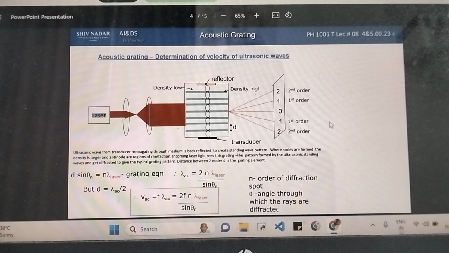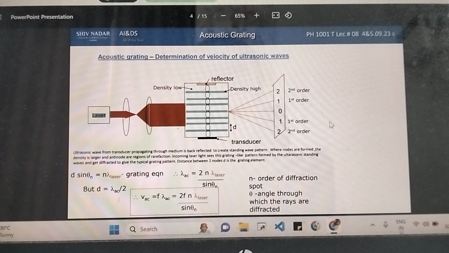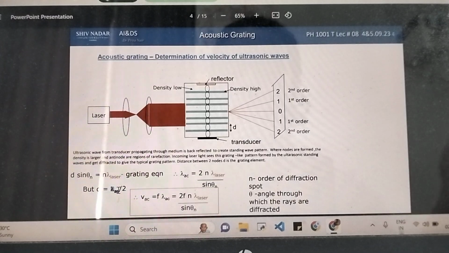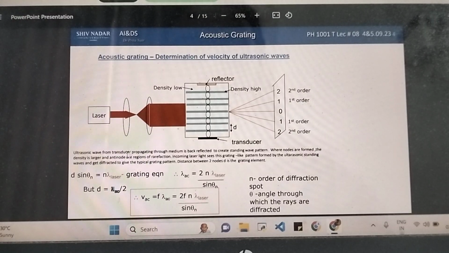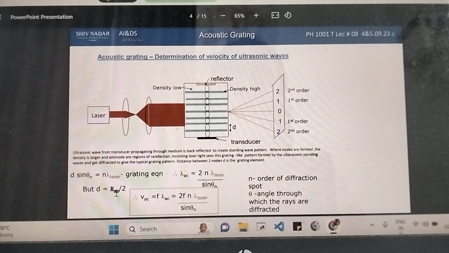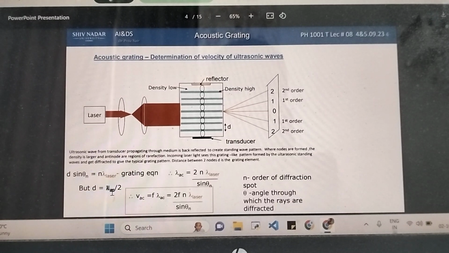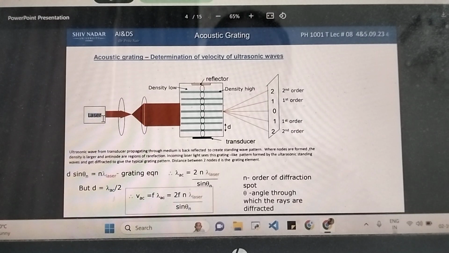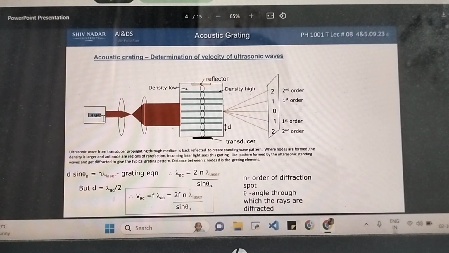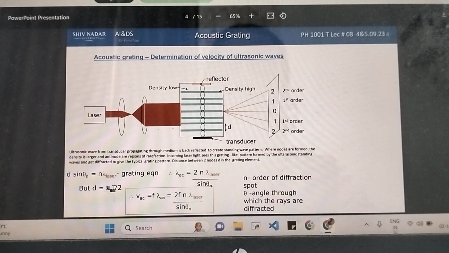Now a lot of us get confused between lambda laser and lambda ultrasonic. By the way, this lambda AC is supposed to be lambda US, lambda ultrasonic. She called it acoustic because the experiment is known as acoustic grating, but we are dealing with ultrasonic waves, so it should be lambda ultrasonic. Anyhow, lambda laser is the wavelength of the laser light we use, and lambda US is the wavelength of the ultrasonic wave. Lambda laser is known to us already; when you pick up a laser, it has information about its wavelength. Lambda US is what we are trying to find out.